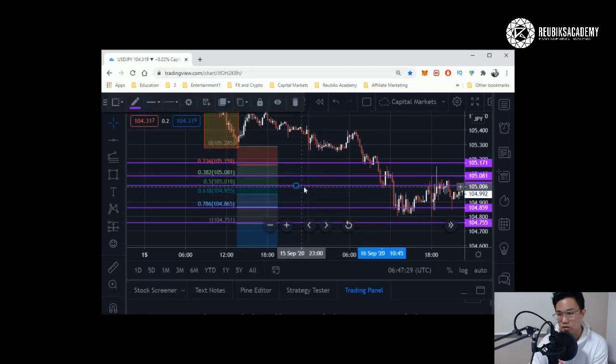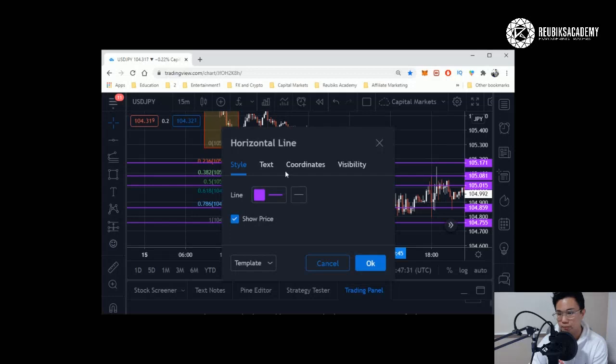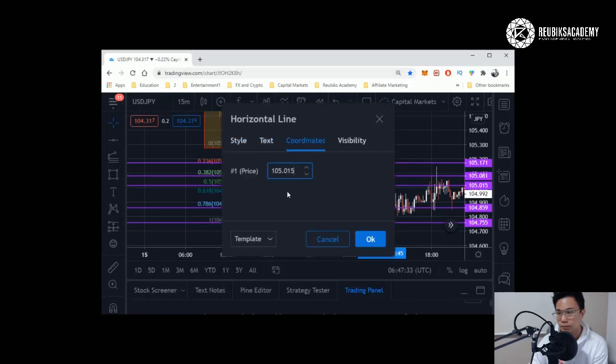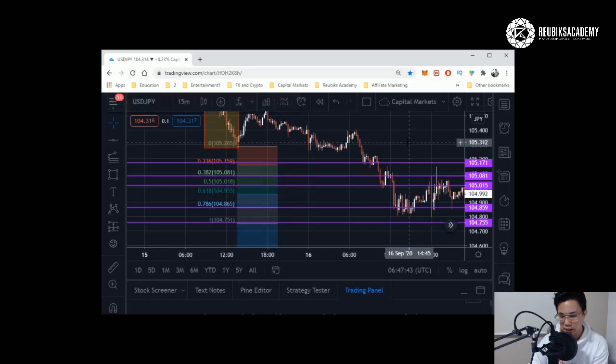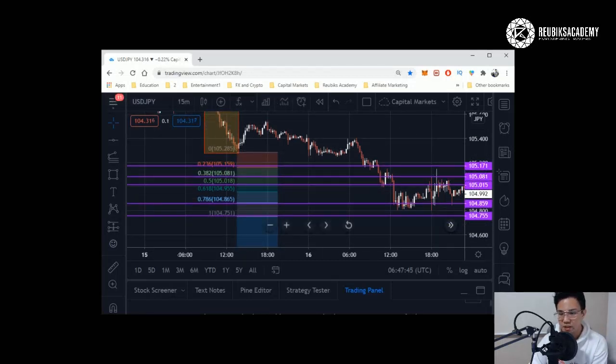So you click on this, right click, settings, coordinates. You can type in the actual price, because here the price is being reflected. You can type in the actual price just to make sure the line is at the price. So that is how you use Fibo extension.